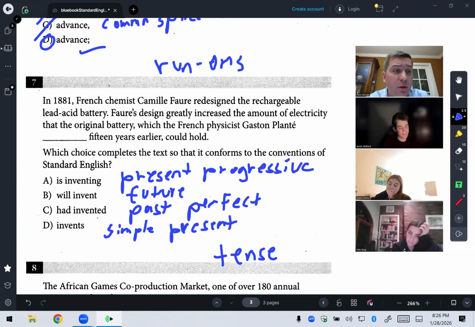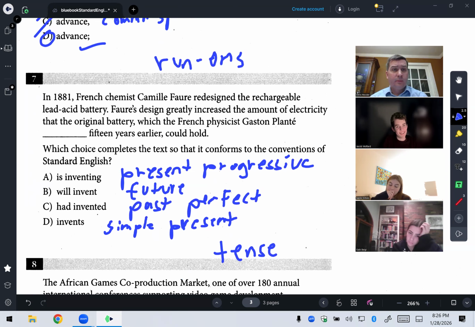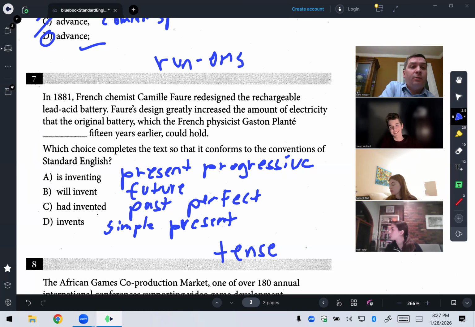All right, in 1881, French chemist Camille Faure redesigned the rechargeable lead-acid battery. Faure's design greatly increased the amount of electricity that the original battery, which the French physicist Gaston Planté blank 15 years earlier could hold. So we're talking about 1881. It would be weird if we were in the future tense. It's just not going to happen. We have to be in a past tense. Which past tense is it?